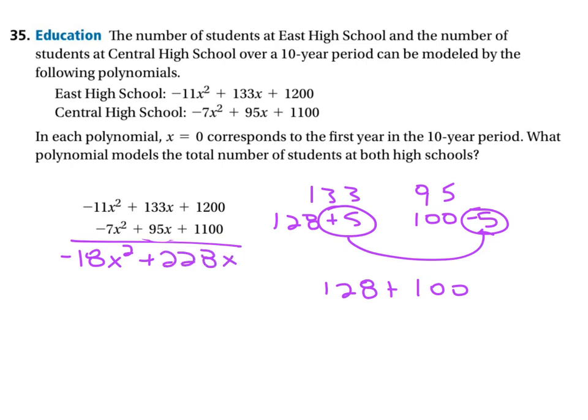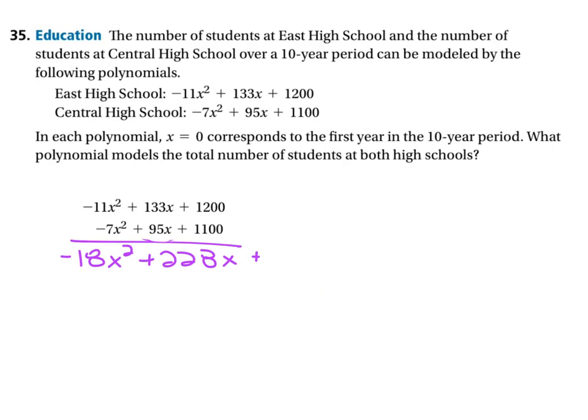And it is an x term. And then I add together 1,200 and 1,100, and I get 2,300. And that's an expression that I can use to find out for any number of years after, including year 0. From year 0 to year 10, that'll give me an accurate number for how many students in both those high schools combined.